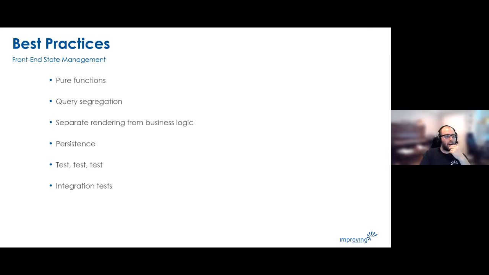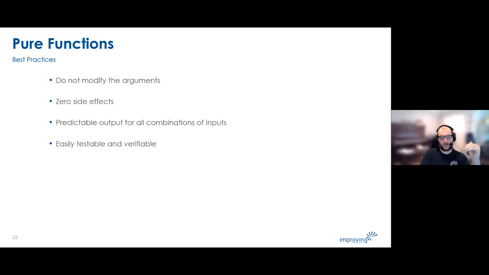Okay. We need query segregation. And I realize that I have individual slides for all of these, so we're going to talk more in detail. We need to separate rendering from business logic. We need persistence, we need tests, and we need integration tests. So let's talk about pure functions.